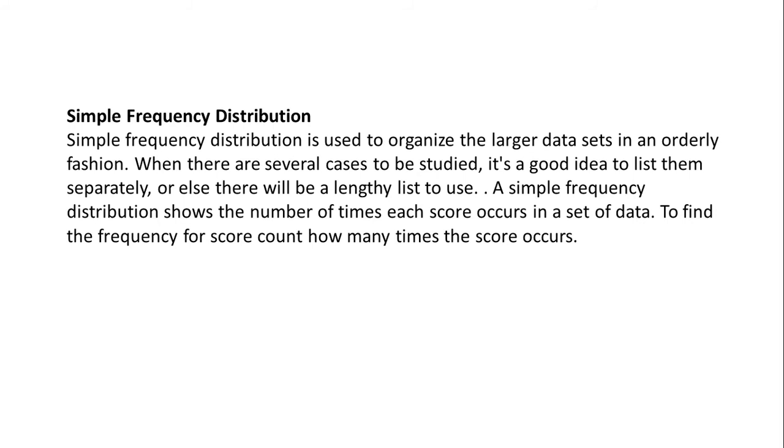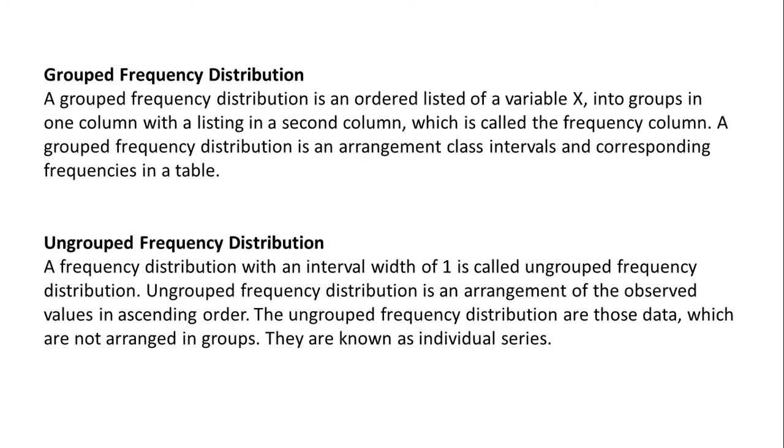it is a good idea to list them separately, or else there will be a lengthy list to use. A simple frequency distribution shows the number of times each score occurs in a set of data. To find the frequency for a score, count how many times the score occurs. So this is the simplest form of frequency distribution.